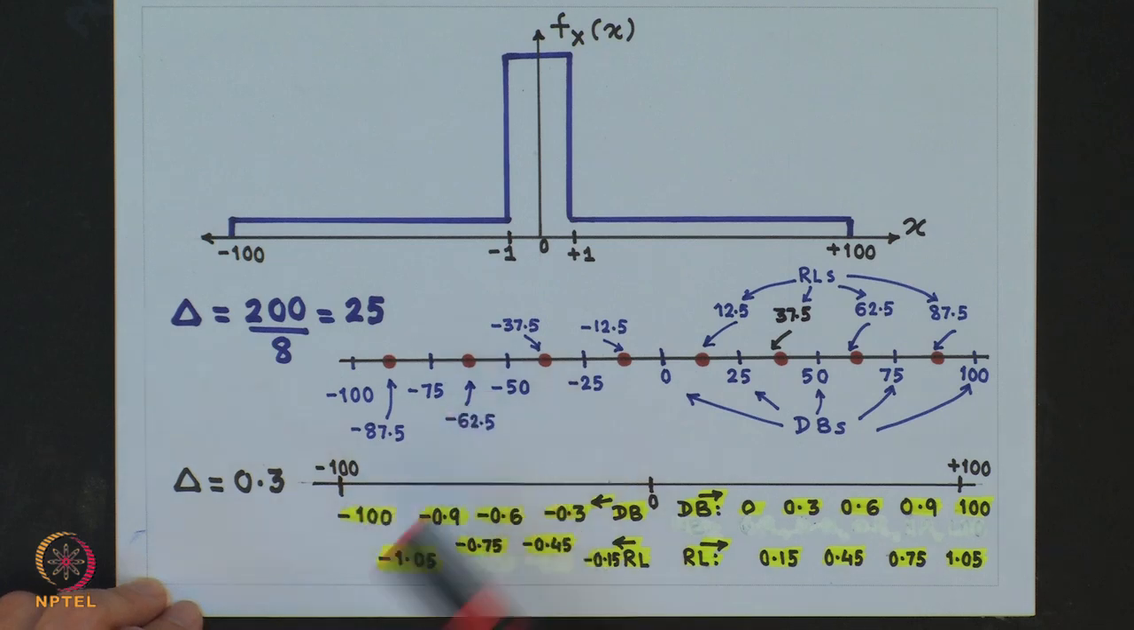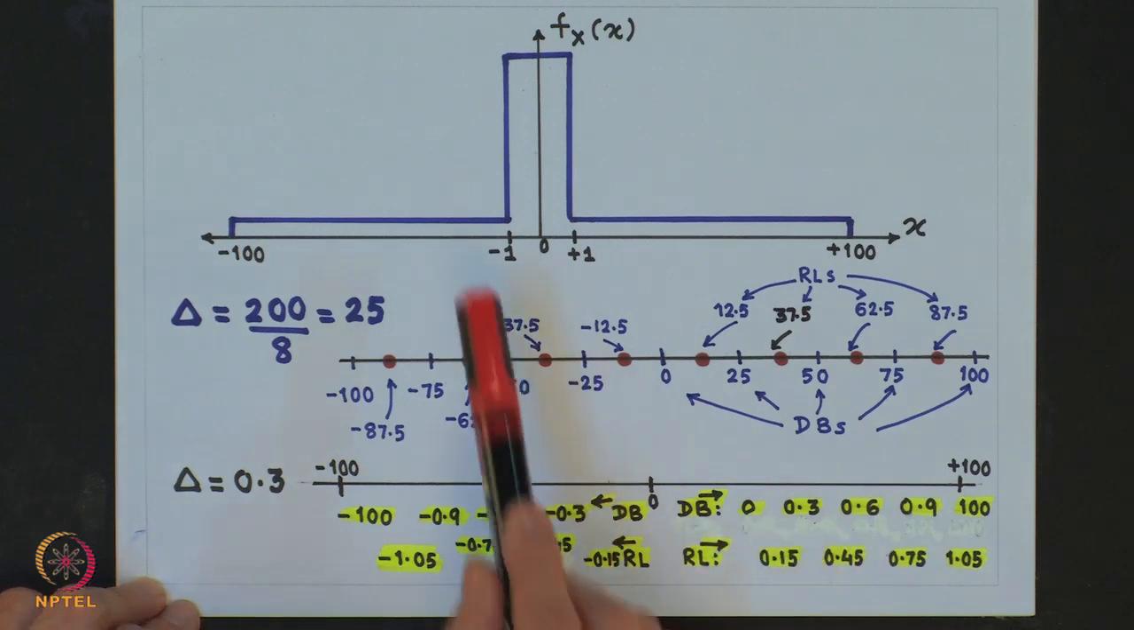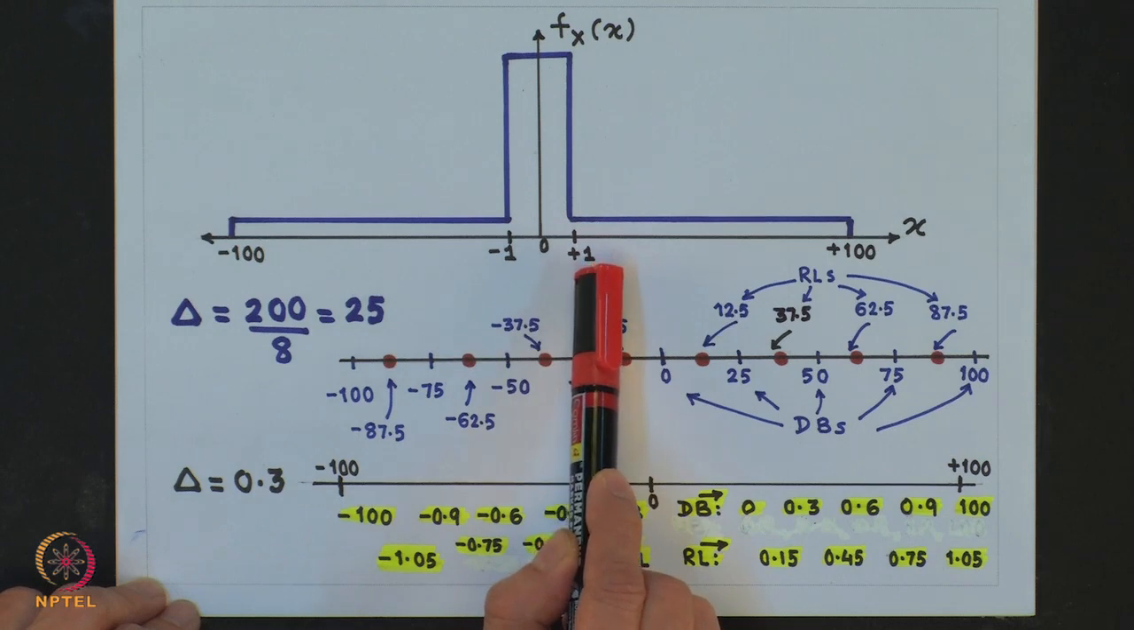So, we said, okay, fine, let us change the strategy, and in an ad hoc fashion we decided the step size to be 0.3. If I take step size to be 0.3, then my decision boundaries are 0, 0.3, 0.6, 0.9, and the last one would be 100, and the reconstruction levels would be 0.15, 0.45, 0.75 and 1.05. Similarly, you will have the negative side, as it is a symmetric PDF. Now, in this case, the maximum error you will get is when plus 100 gets quantized to the reconstruction level 1.05. In that case, the maximum error is 98.95. But for 95% of the time, the maximum error you will get is 0.15, because the probability of the input lying between minus 1 to plus 1 is 95%.